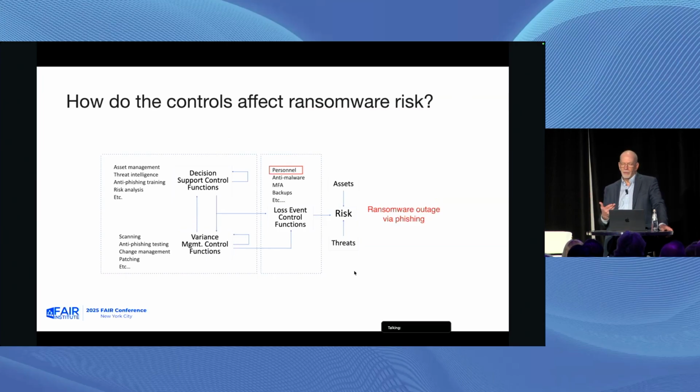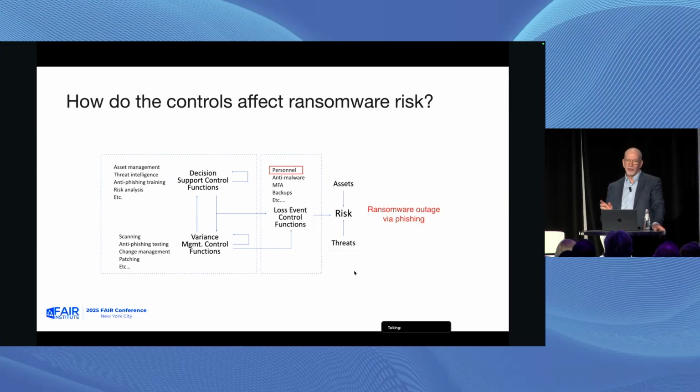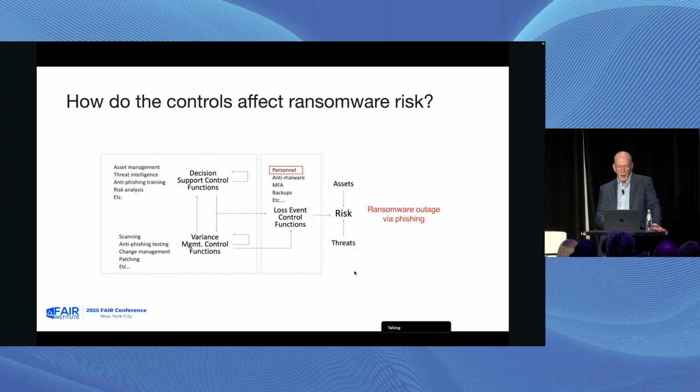Okay? They get a phishing email, they click or they don't click, right? Their ability to recognize and resist the urge to click makes them a resistive control, right? They're a loss event control, if you will. But they aren't alone. We have anti-malware and these other controls that are relevant in the ransomware problem space as well. But we also have these variance management and decision support controls that play a role.